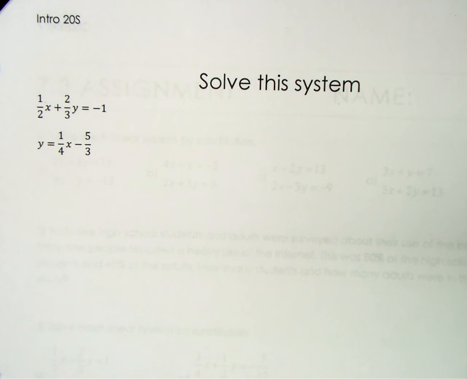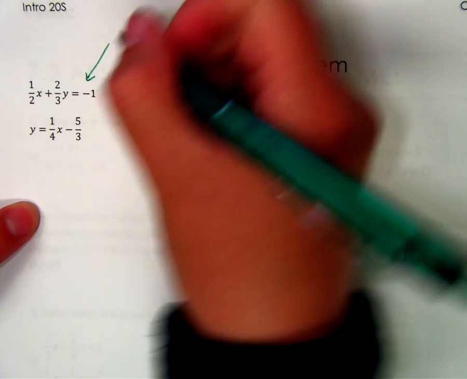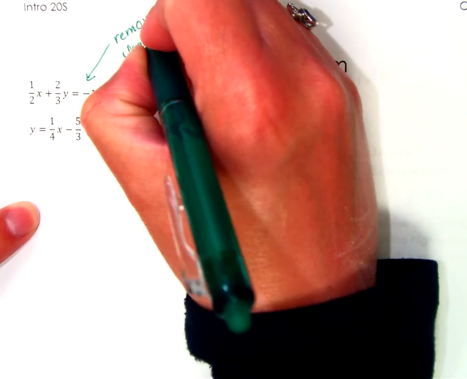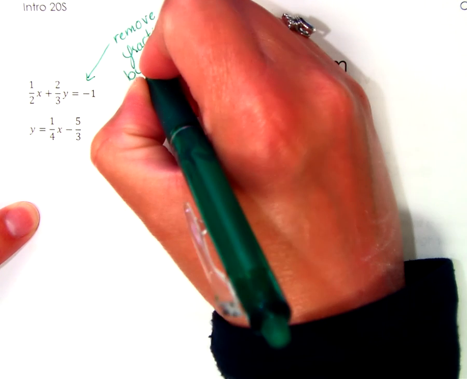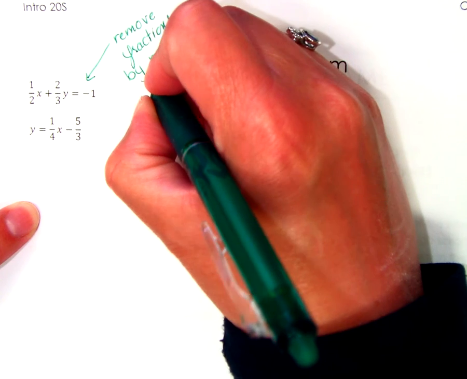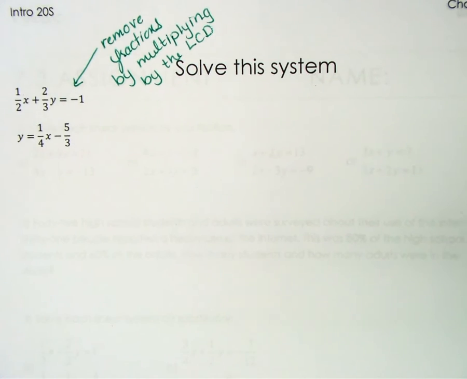Oh, let's do a system with fractions in it. Oh, everything is just hard today. Okay, so what we're going to do here, this one's not nice and easy because it's fractions. It looks really hard, but this is kind of like what we did when we were putting it in general form. What you want to do in this situation is remove fractions by multiplying by the LCD, the lowest common denominator.